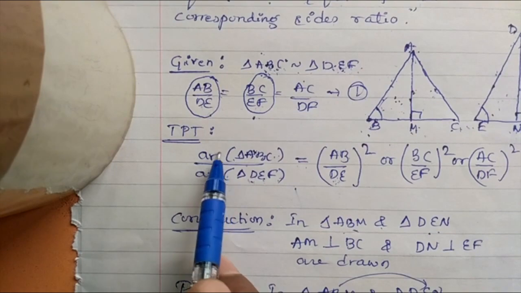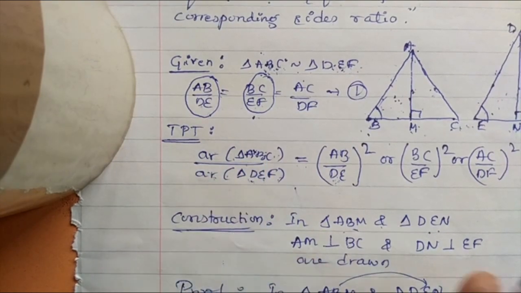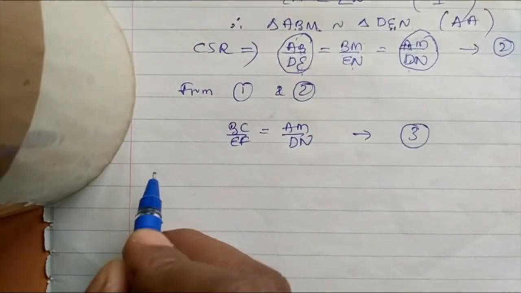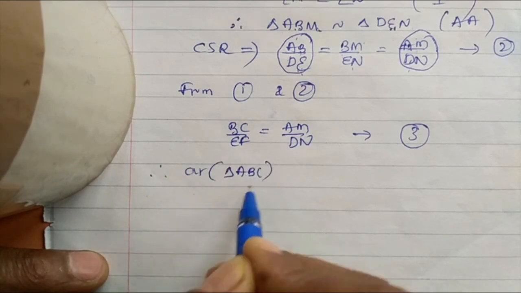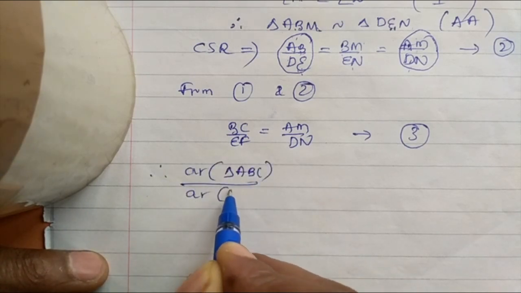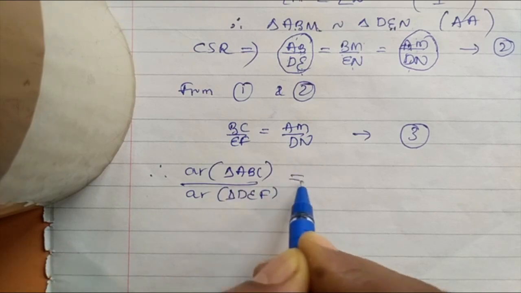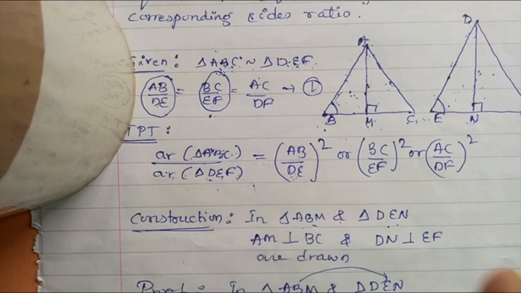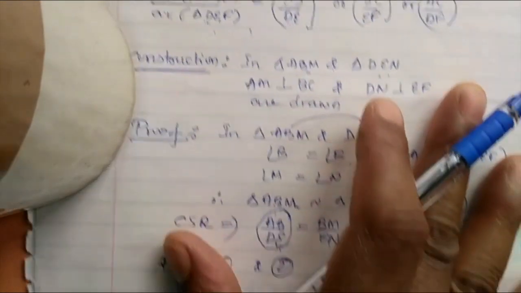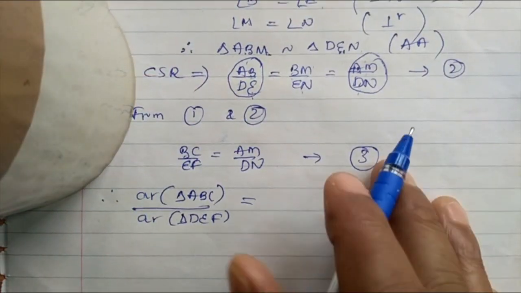Now we go to prove that. What to prove? The areas of two similar triangles. We write here: therefore, area of triangle ABC over area of triangle DEF. This is our question, ABC and DEF. This answer should be equal to a whole square, either of these three, any one. So let us get that answer.